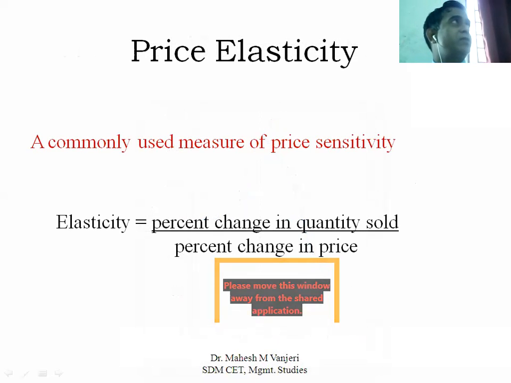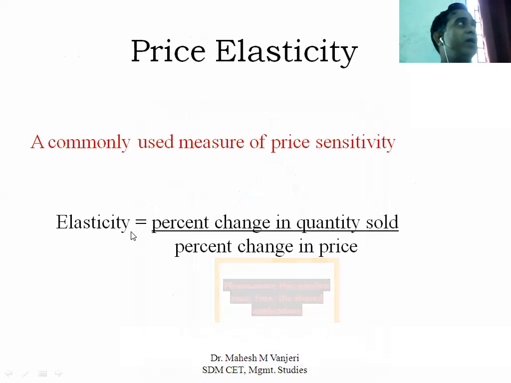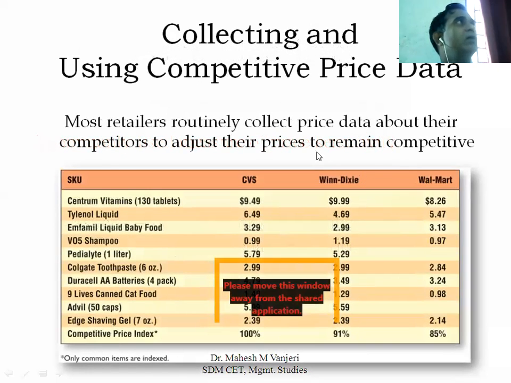Then price elasticity of demand. A commonly used measure of price sensitivity is given by elasticity equal to percentage change in quantity sold divided by percentage change in price. There are no calculations here, it is just for our knowledge. So price sensitivity is the first factor.